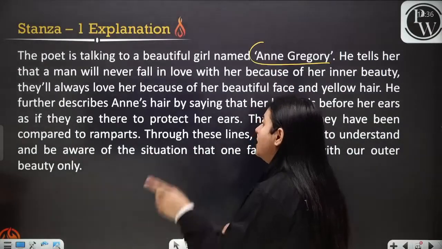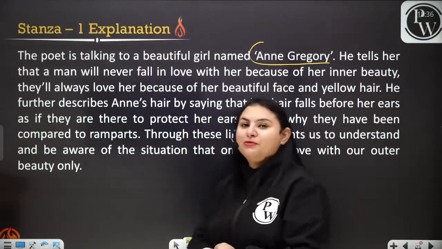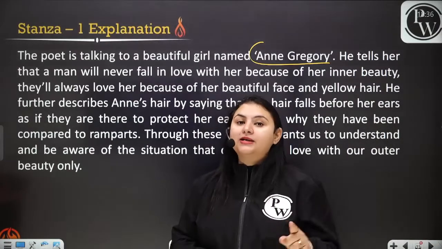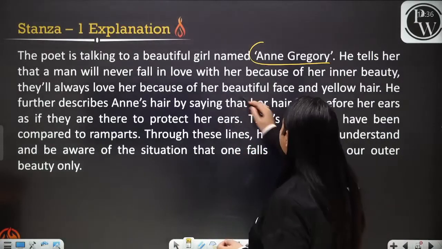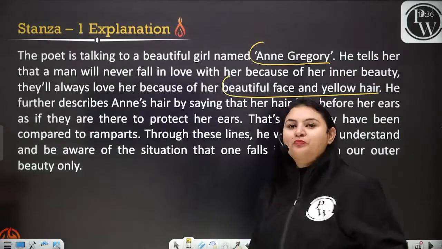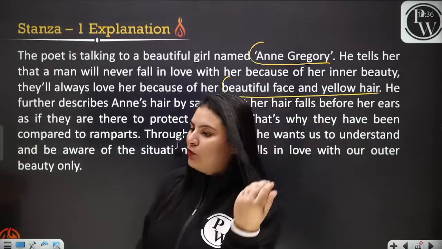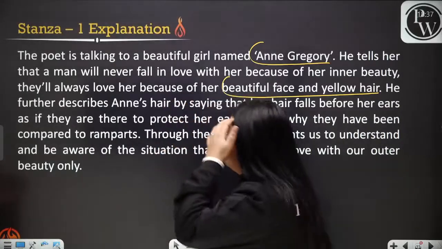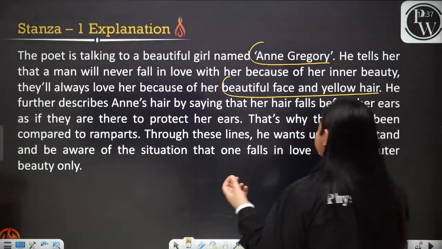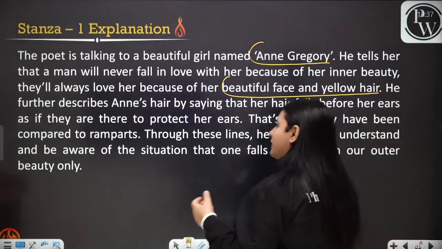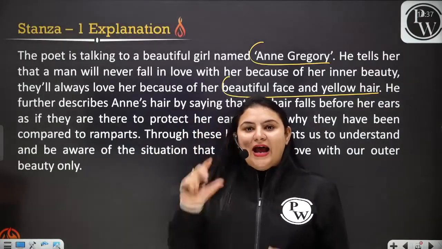He tells her that a man will never fall in love with her because of her inner beauty. He's saying that nobody is going to love you for your inner beauty. They'll always love her because of her beautiful face and yellow hair. Like the hair falls like this. He further describes Anne's hair by saying that her hair falls before her ears as if they are trying to protect her ears, like a rampart.